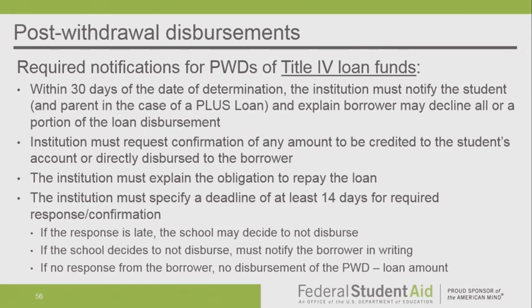So you send a letter out and say, we're notifying you of a PWD. We need to hear back from you within 14 days of the date of this letter, or we'll consider that you do not want the loan. So you have to give them some deadline, at least 14 days for that. Now you have some options. If they don't respond to you in that 14 days, you do not have to continue to do that loan for them. You can cancel the loan. You may decide not to disburse that loan. But if you decide not to disburse it, you need to notify them and let them know what's going on.